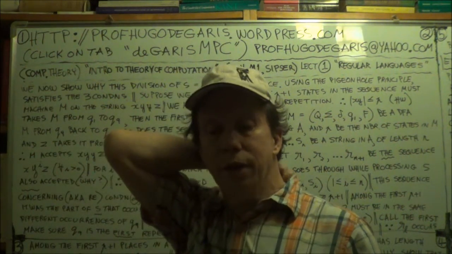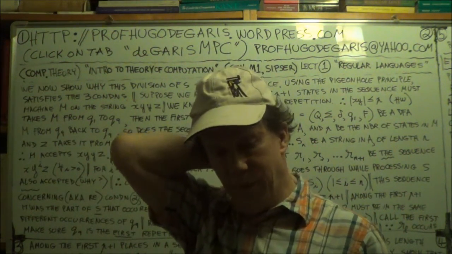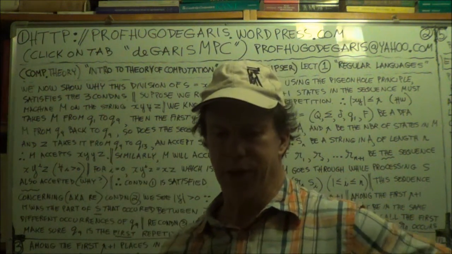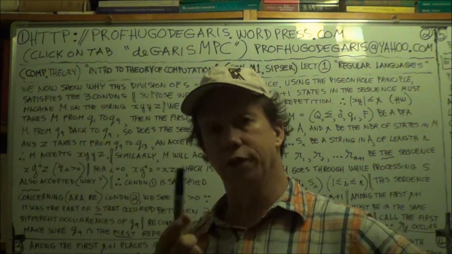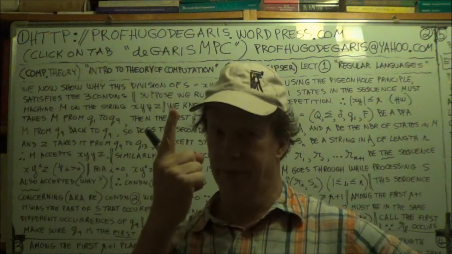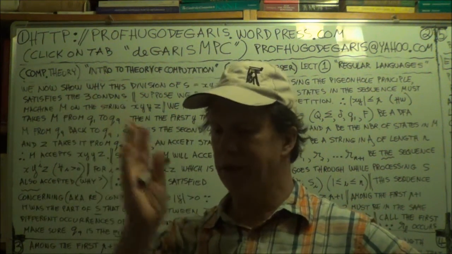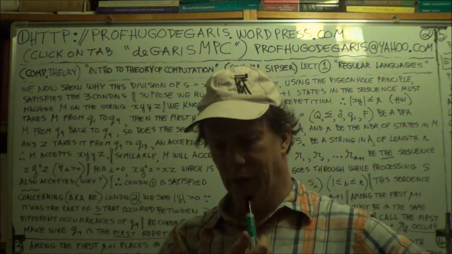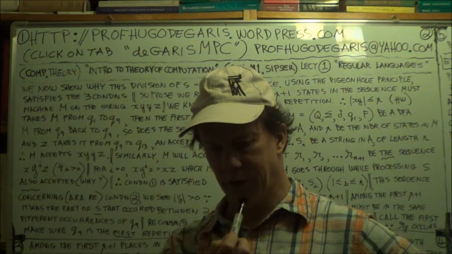So if you want to show that a particular language is non-regular, all you have to do is find one counterexample, and that kills the notion that the language is regular.